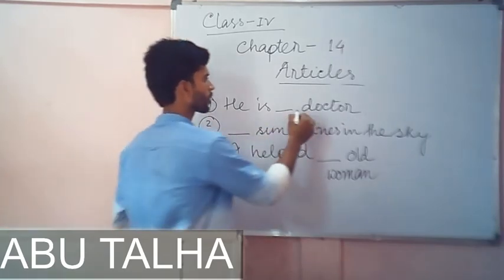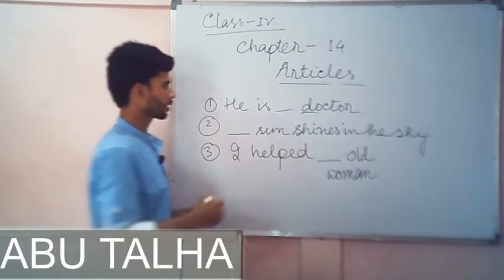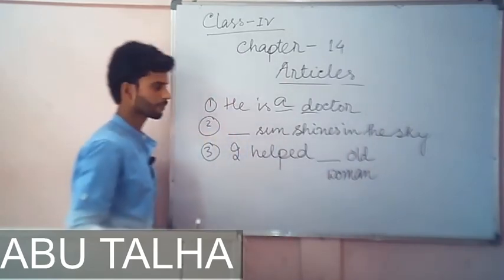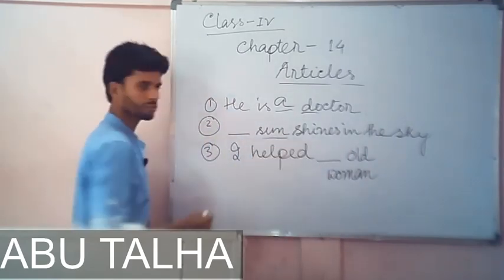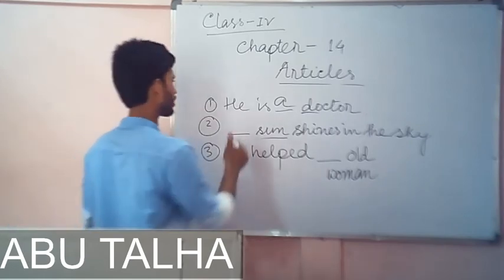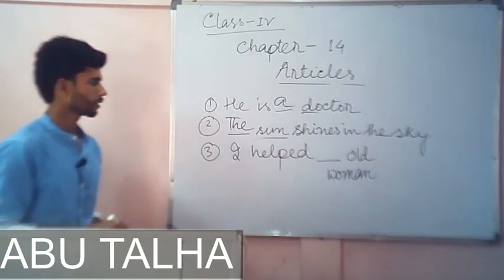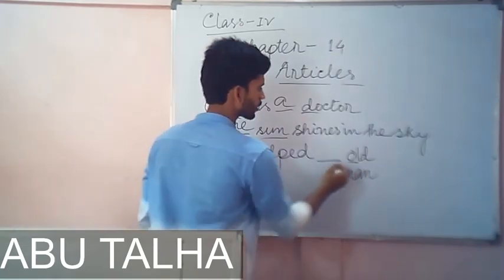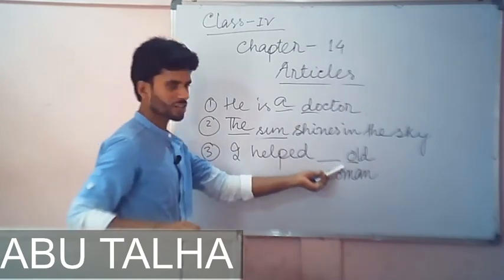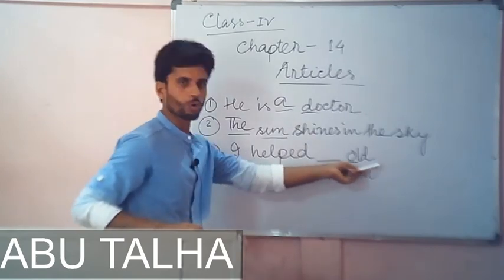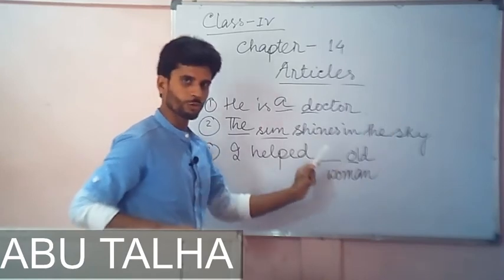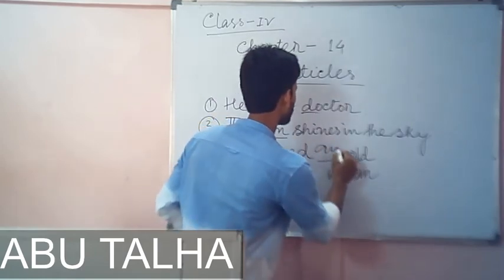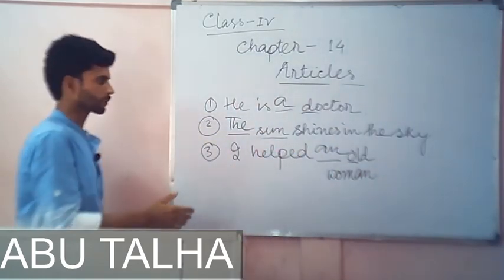He is dash doctor. Here you see doctor, and the first letter D is a consonant. So we shall write, he is a doctor. Dash sun shines in the sky. Sun is the name of a specific thing. It is one of its kind. We shall write the. I helped dash old women. The word right after the dash is old, and it starts with O, which is a vowel. So when a vowel sound is there, we use an. So, I helped an old women.